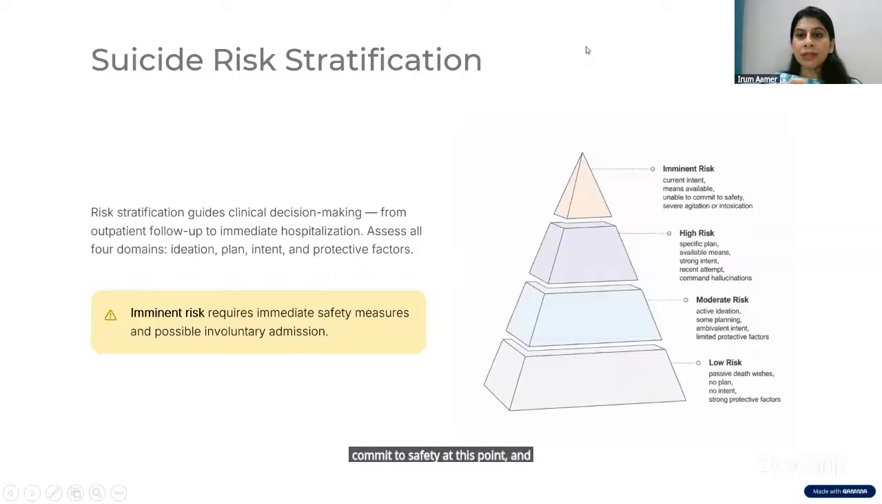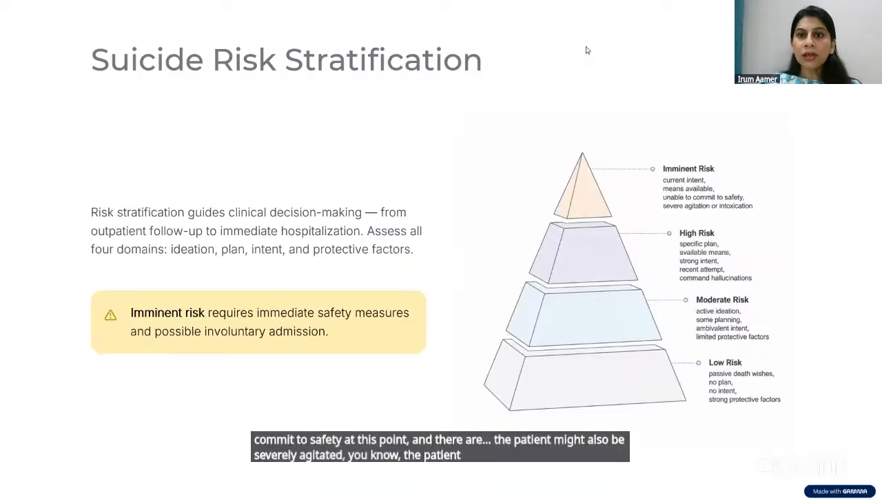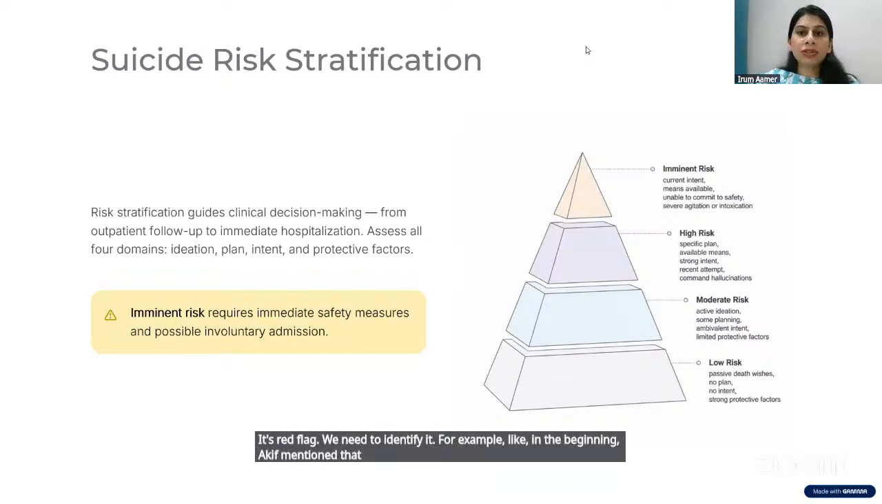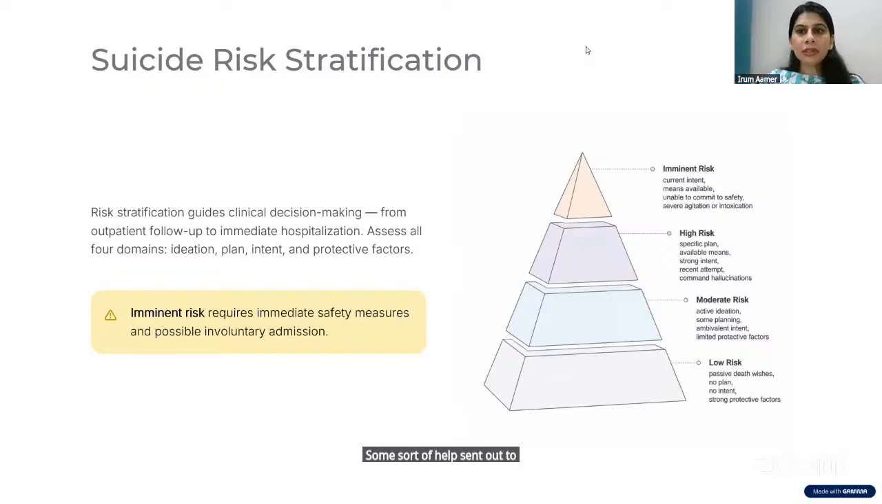And the patient might also be severely agitated, severely restless or intoxicated. And if the patient is, for example, somebody who has had previous attempts in the past, this is an imminent risk, it's a red flag. We need to identify it. For example, like in the beginning, Akif mentioned that if one of our friends mentions that I am unable to live, this is an imminent threat and this is a red flag. We need to have some sort of help sent out to such a person. So this is something that is at the top of the pyramid.